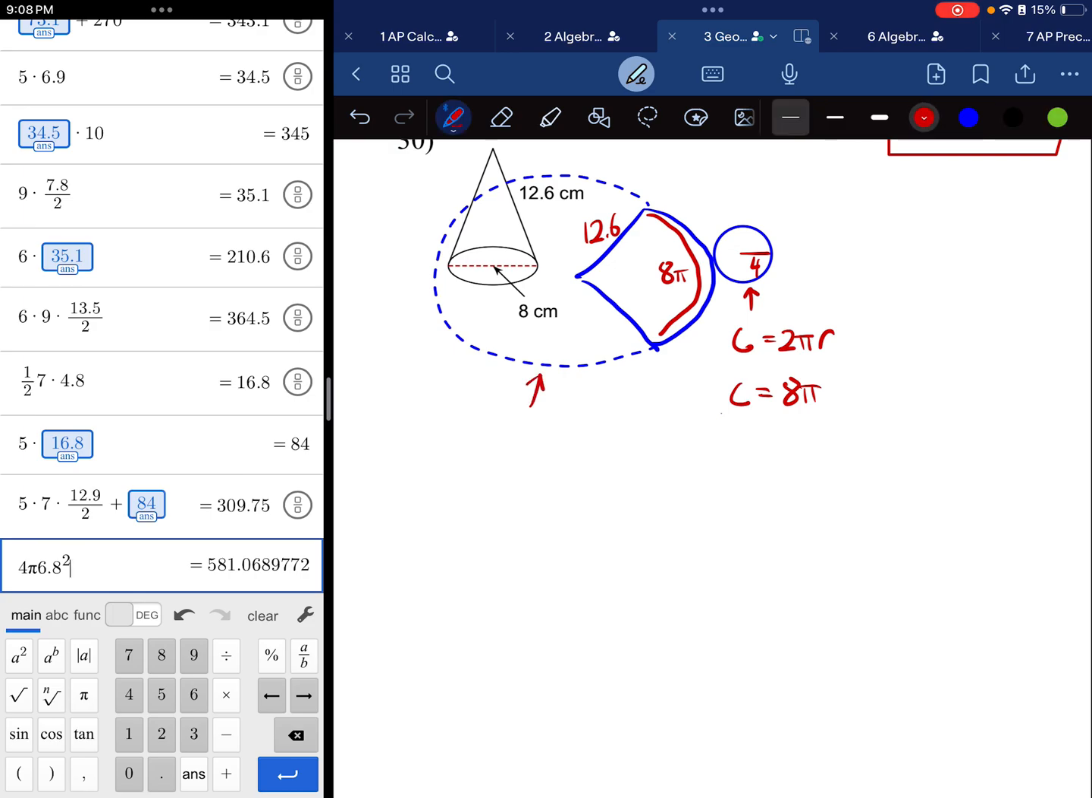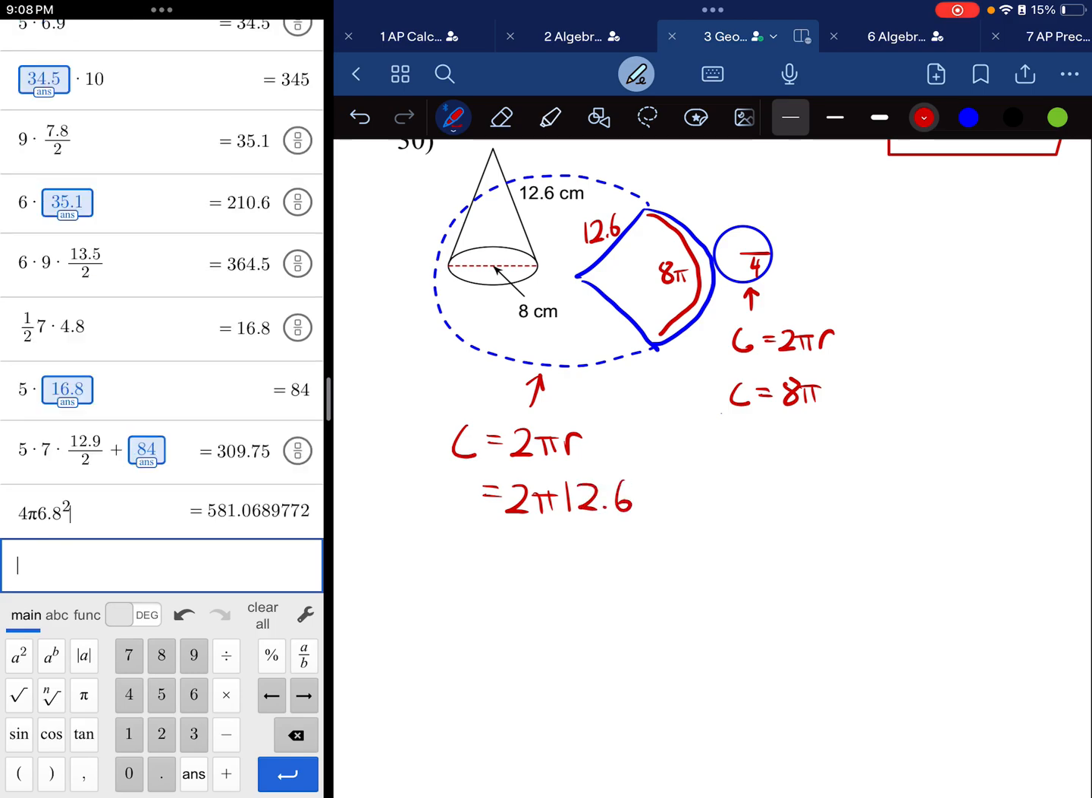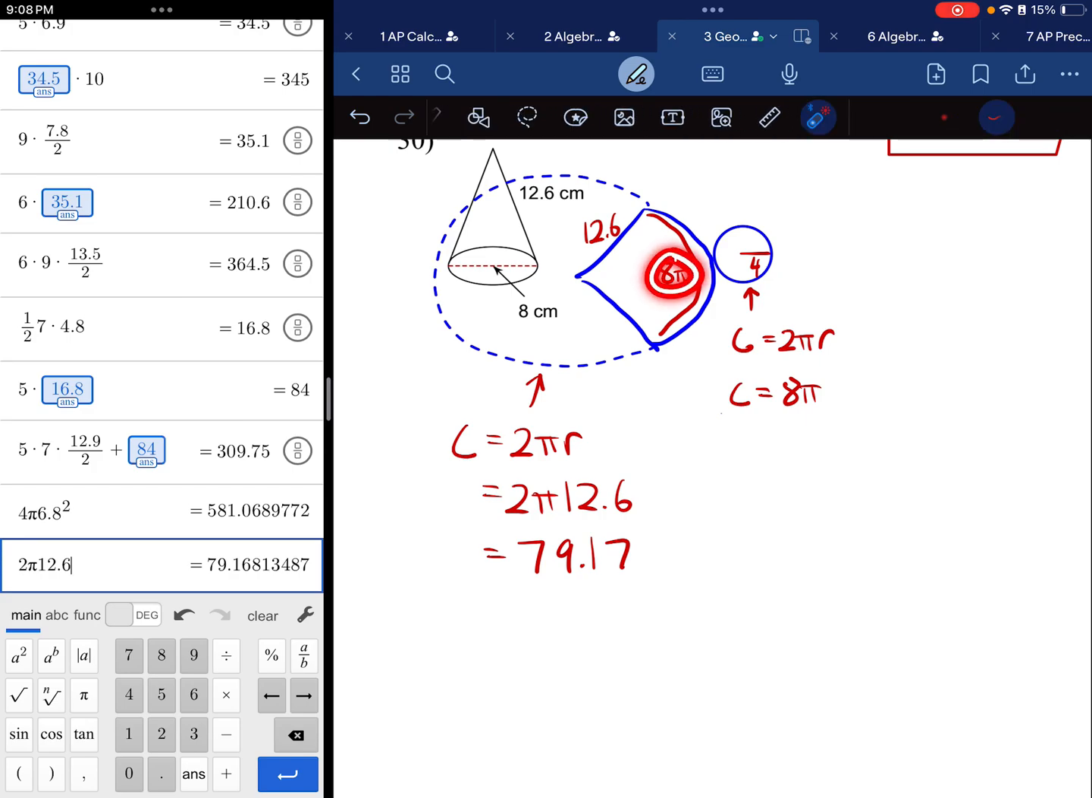The big circle, if it were completed, the circumference would be 2 pi r. In this case, it would be 2 pi, and the radius is 12.6. In this case, what do we have? It would be 2 pi times 12.6. It would be equal to 79.16, 17 if I'm rounding correctly, right? But there's a problem. I don't have the entire circumference, do I? I have only 8 pi of my 79.19.